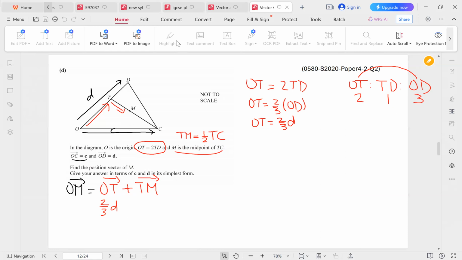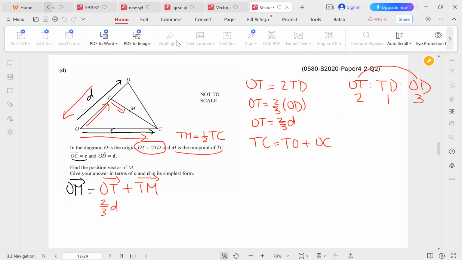So in order to find TM, first we need to get TC. So how would we go from T to C? Let's create a path going from T to C. For example, we can use this path here. We can go to TO and then to OC. So TC would be TO plus OC. Of course, you could have gone in the other direction, TD plus DC, that would have also worked. But since we already have OC, our path is easier.